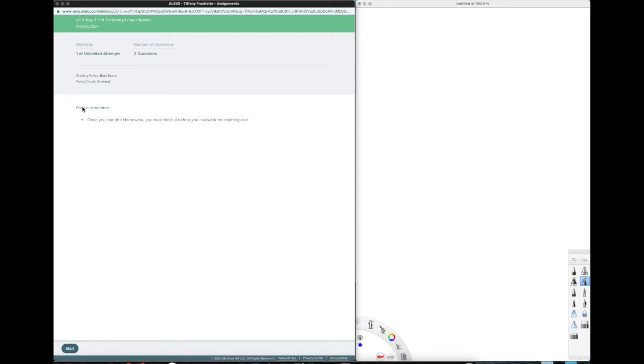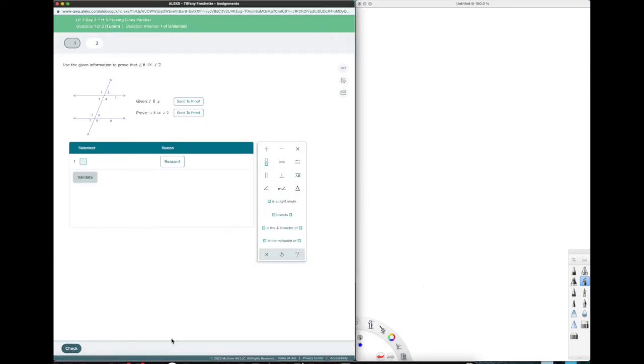Down here it says, please remember once you start your homework, you must finish it before you can work on anything else. What that means is once I click start, down here in the bottom right corner, there's going to be a submit assignment button. This is how we finish an assignment. So on the last screen you can't work on anything because Alex is going to lock all of your other assignments and even the resources until you click the submit assignment button. What it's trying to do is leave this attempt open for you and not close it.